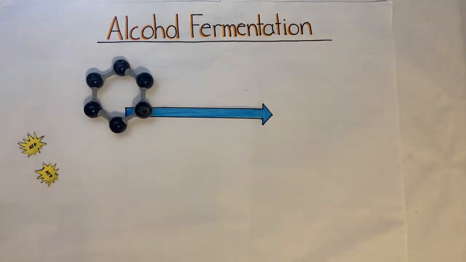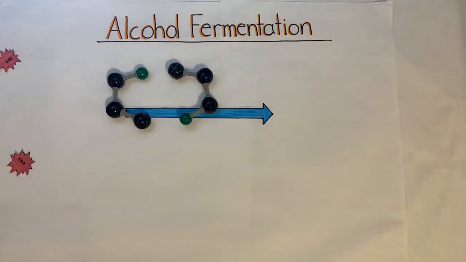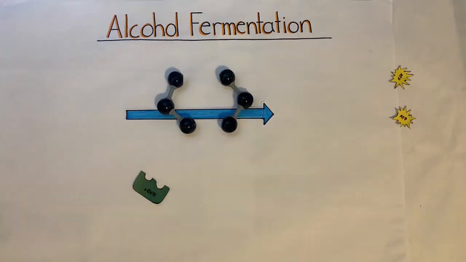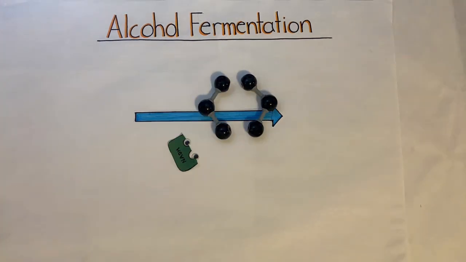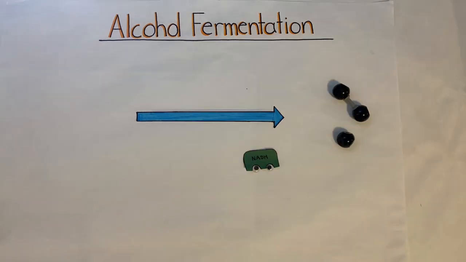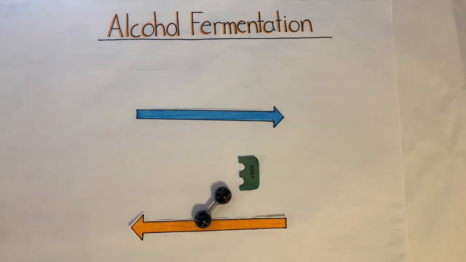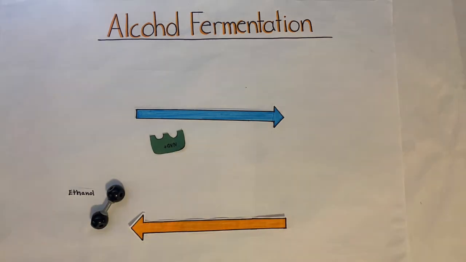In alcoholic fermentation, glucose is converted to 2 pyruvate, which releases 2 ATP. The pyruvate is then converted to acetaldehyde by releasing 2 carbon dioxides. Then acetaldehyde is reduced by NADH to ethanol. This then regenerates the NAD+ needed for the continuation of glycolysis.